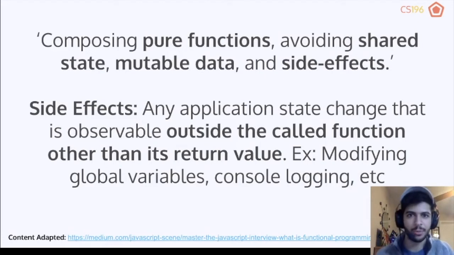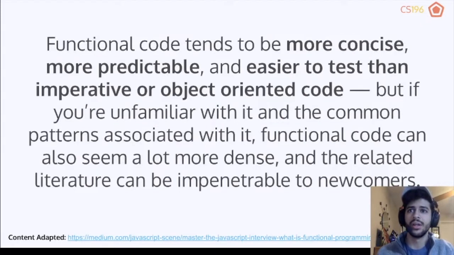If you're modifying a bunch of global state that people wouldn't really know about when they call this function, that's considered to be a side effect. And so functional programming tries to stay away from this. So let's talk about the benefits of functional code.